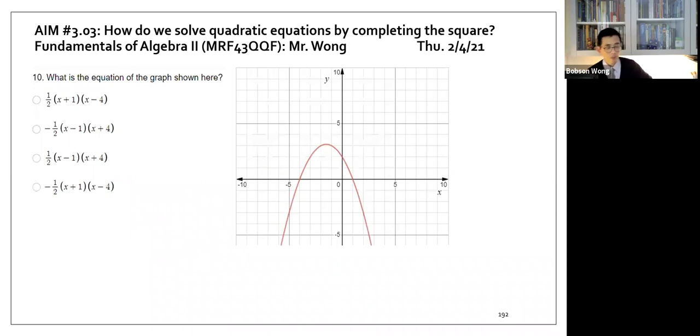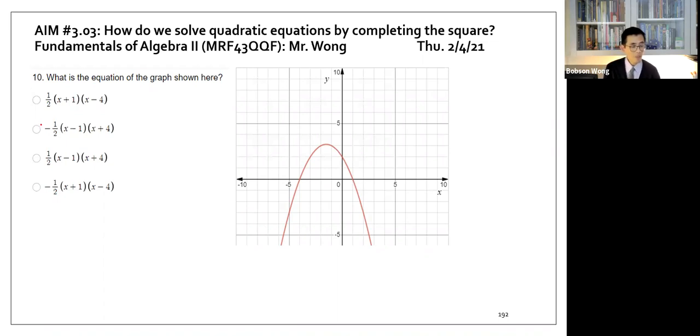Now for number 10, the equation of the graph shown here, well, it's a multiple choice question, which makes it a little easier because then we can do process of elimination. We see that the parabola opens downwards. If the parabola opens downwards, that means that the value of a, the coefficient of x squared, must be negative. If the coefficient of a is positive, then it opens upwards.